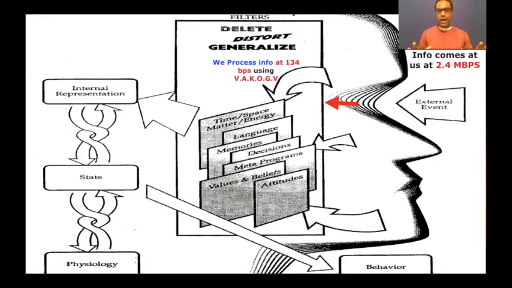usually, as actors, we use the visual, auditory, and kinesthetic. But there's also the OG V, which is olfactory, gustatory, and vestibular. And those are also ways that we filter information that's coming at us. The information is coming at us so fast that it's 2.4 million bits per second, and we only process 134 bits per second. So we have to generalize, distort, or delete it, because if not, we're gonna go crazy.